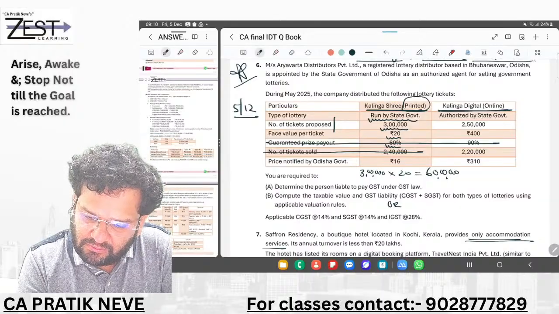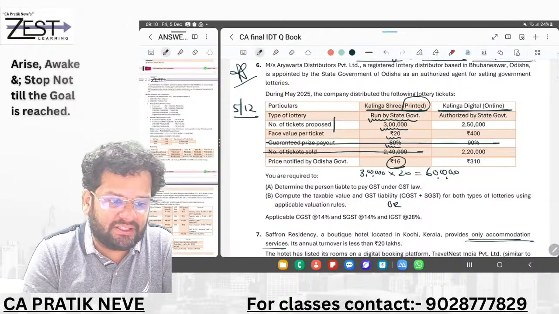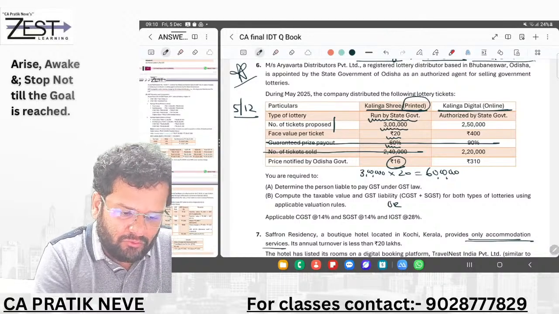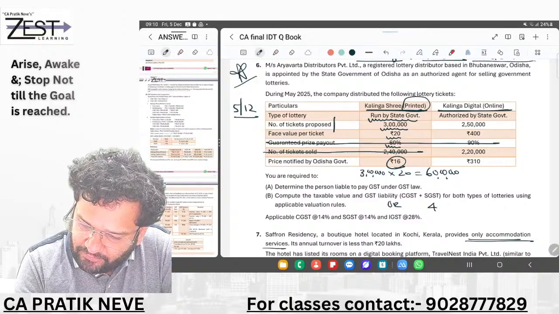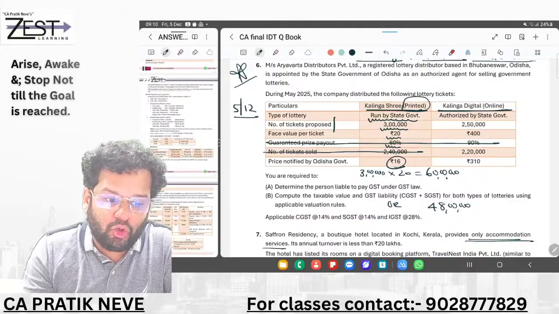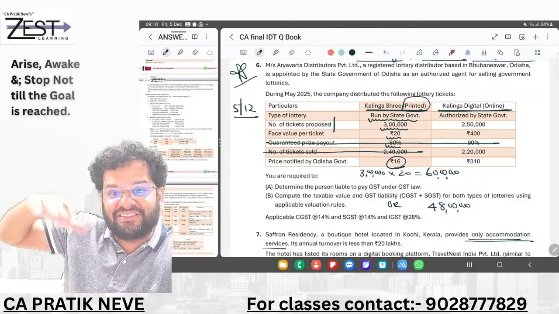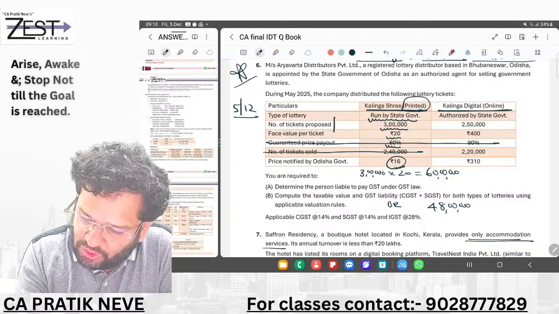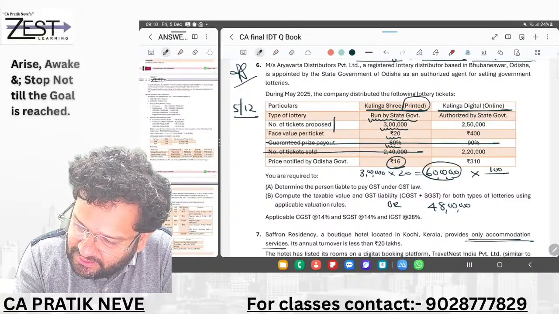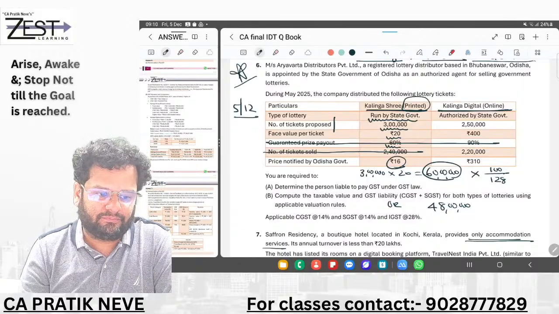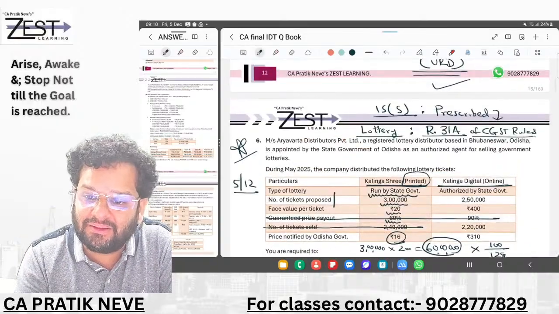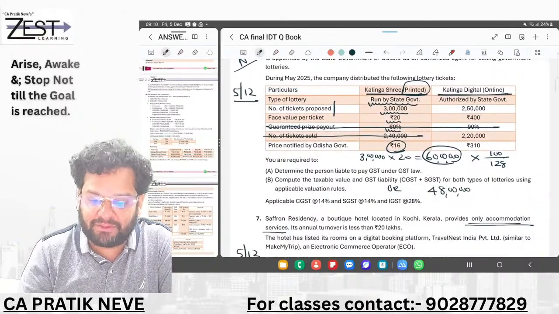So what you have to do, 60 lakhs or check the price notified by government, which is 16. So 16 into 3 lakhs is 48 lakhs. So 60 lakhs or 48 lakhs, whichever is higher. You should take this 60 lakhs, multiply by 100 divided by 128. Why? Because that is given in rule 31A. That is how the valuation happens.